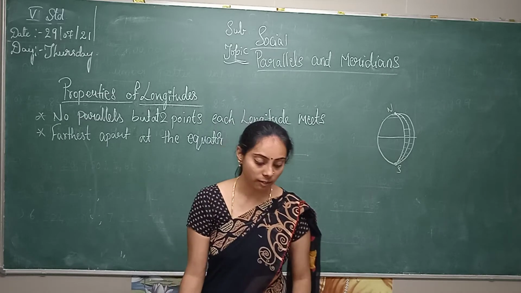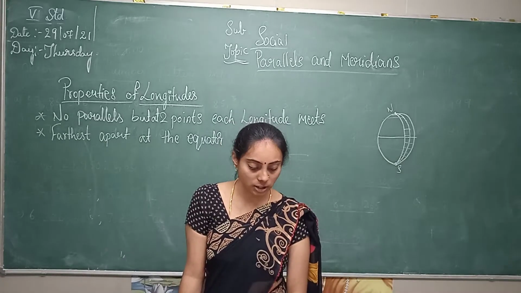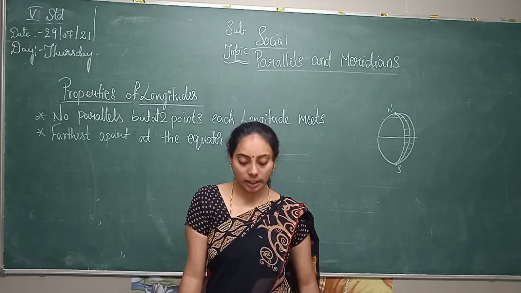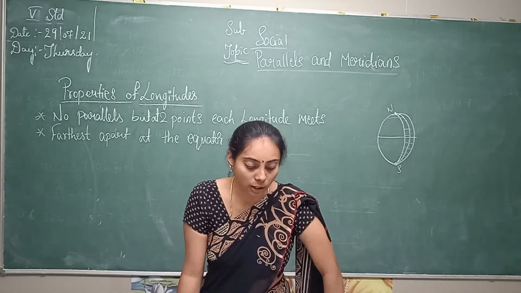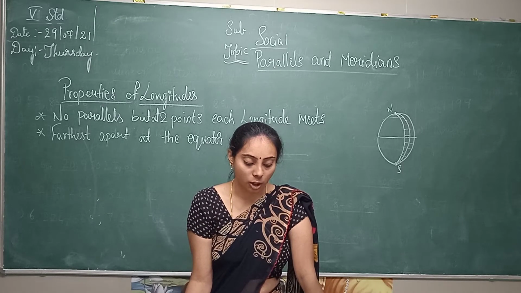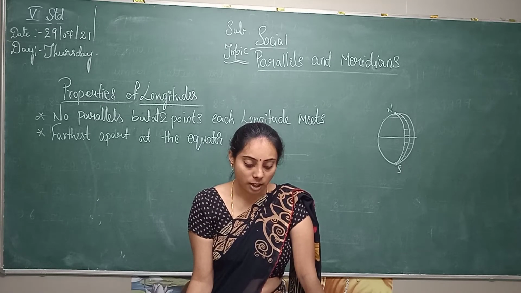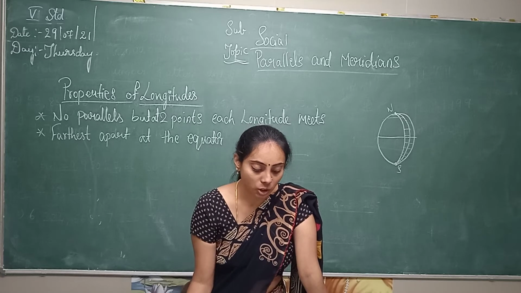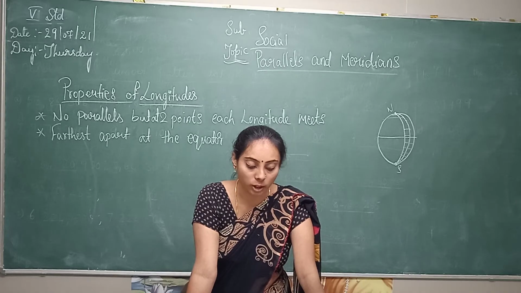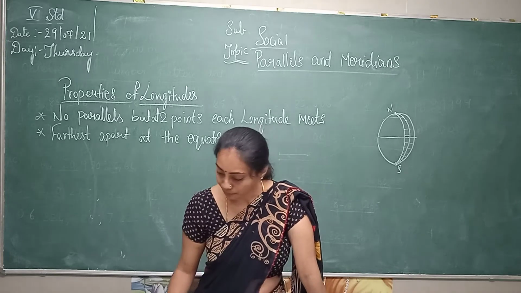Okay. Next point is locating places on the globe. The network of parallels and meridians on the globe is called a grid or graticule. So the network of the parallels and meridians on the globe is called the grid.